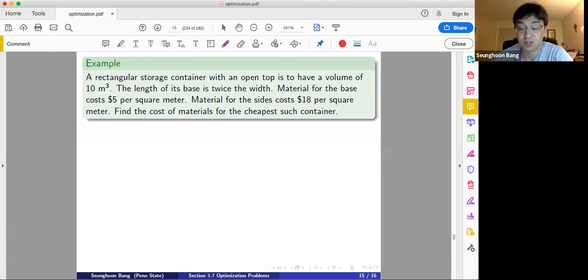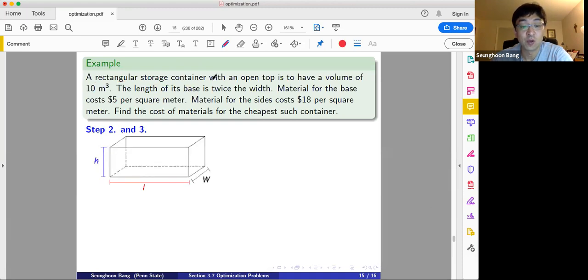So how can you solve this? You can draw a rectangle. We have a rectangular storage container. The length is L, width is W, height is H. So W is width, L is length. The length of each base is twice the width. We have L equals 2W. H is height.